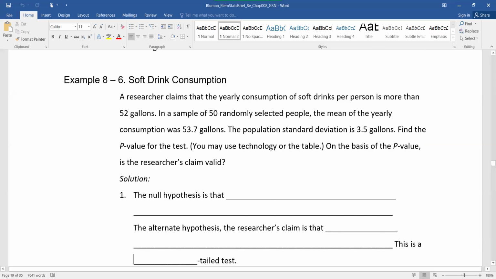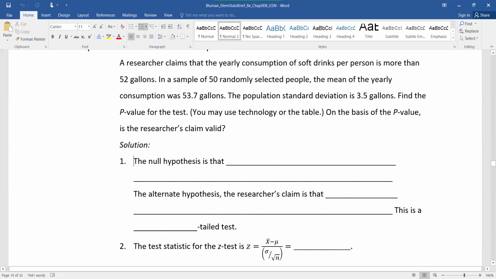So let's look at an example. It says a researcher claims that the yearly consumption of soft drinks per person is more than 52 gallons. In a sample of 50 randomly selected people, the mean of the yearly consumption was 53.7 gallons. The population standard deviation is 3.5 gallons. And we're going to find the p-value for the test.